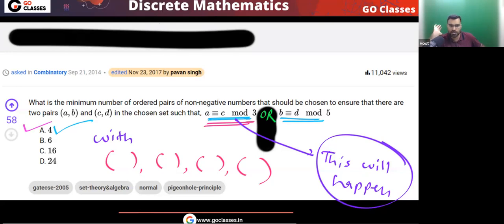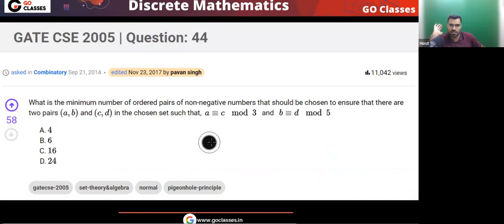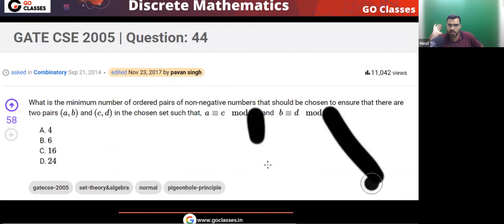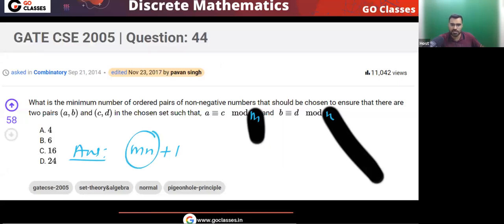Okay. Now let me ask you, can you generalize this question? If you have mod M here and mod N here, can you generalize this? What will the answer be in this situation? In this situation, the answer will be mn plus 1. This will be the answer, right?